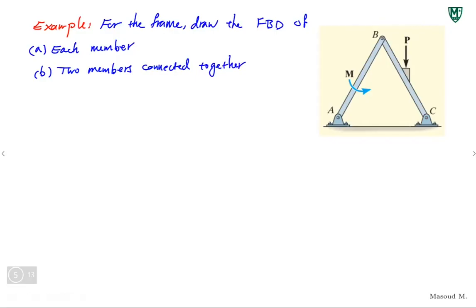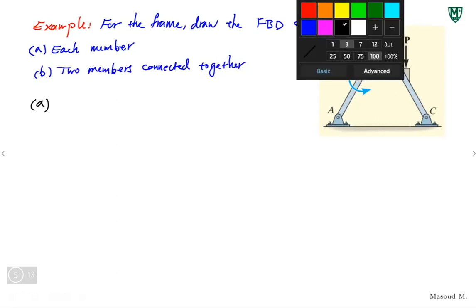All right, so I have this frame, right? Now it is definitely a frame. It's not a truss because I have force P applied in the middle of member BC. So already we have a multi-force member. And also there is a moment M. That also creates a multi-force member because AB is not going to be a two-force member anymore. That moment also is applied to member AB. So let's start with part A and draw free body diagram for each member.